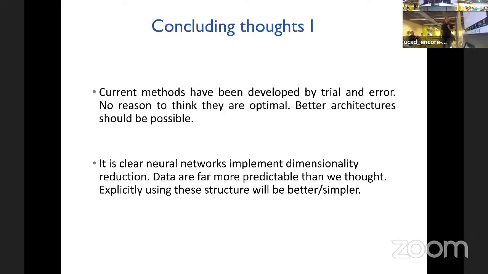Second, it is clear that neural networks implement dimensionality reduction, and the general philosophical point we can make from it is that data are far, far more predictable than we used to think. By predicting the next token, you can do math, argue law cases, write poetry, all sorts of amazing things. It's just the next word. There is nothing particularly complicated about it. Once we figure out what the structures are, we should actually be able to do better.